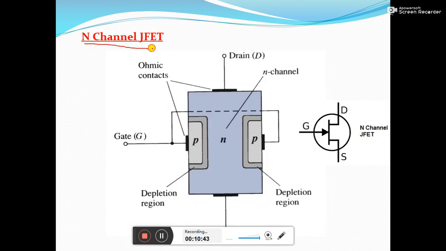Let's see the construction of N-channel MOSFET. Here, in the case of an N-channel MOSFET, the very first step is to take a lightly doped N type slab. On this slab, two ohmic contacts are made at the top and bottom ends. This is the first ohmic contact and this is another ohmic contact.